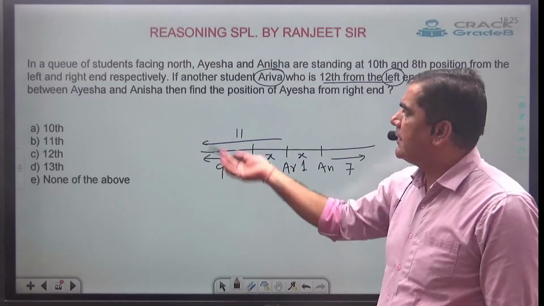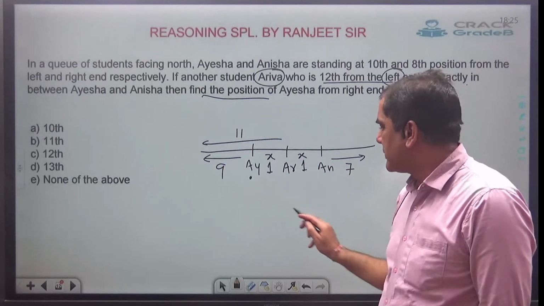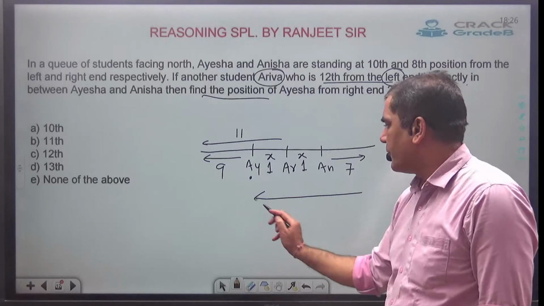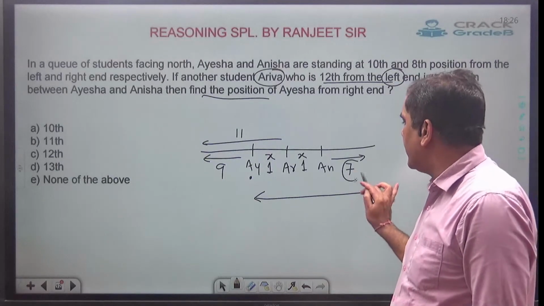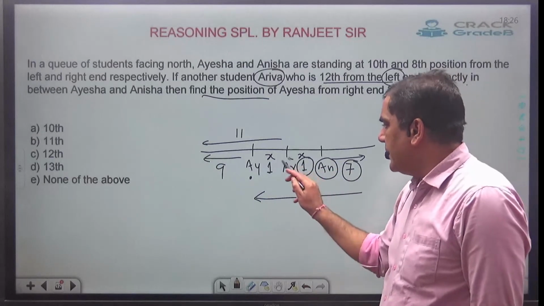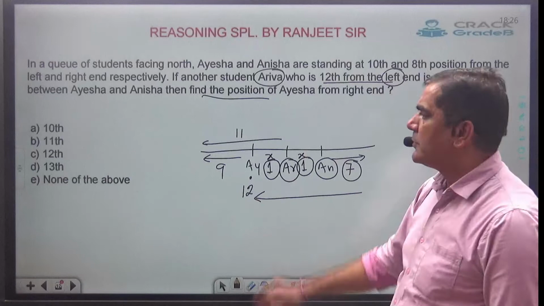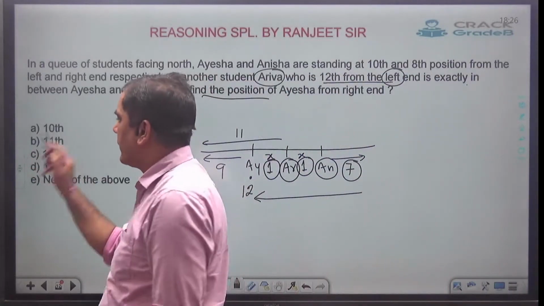Now what they are saying: find the position of Aisha from right. From here you have to find the position. So 7 is over here, 8 is Anisha, 9th is in between, 10th is Ariva, 1 is over here, 11, so Aisha must be 12. The answer is Aisha is 12th from right.